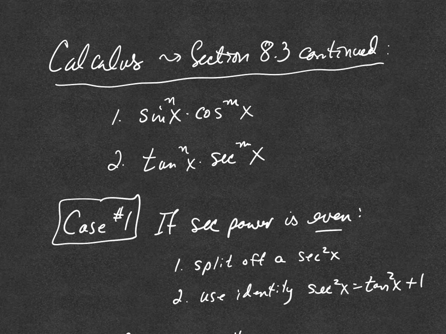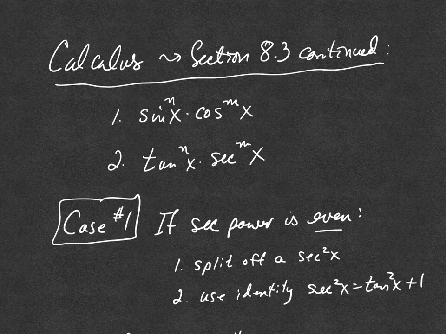All right, let's finish off section 8.3 today. What we're going to do is look at another pair of trig functions that we could multiply together and integrate. In the previous video, we looked at products of sines and cosines, and now we're going to look at products of tangents and secants.